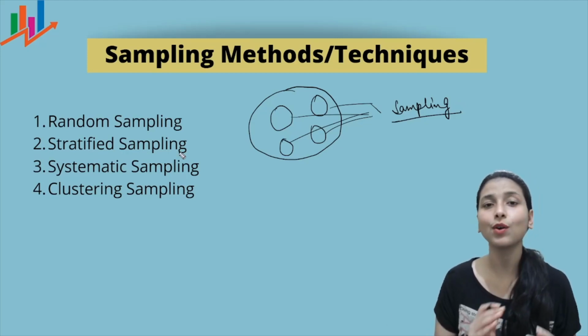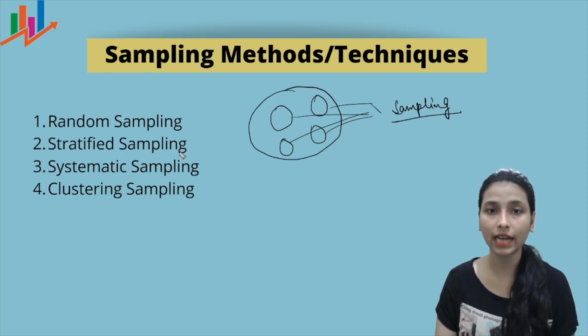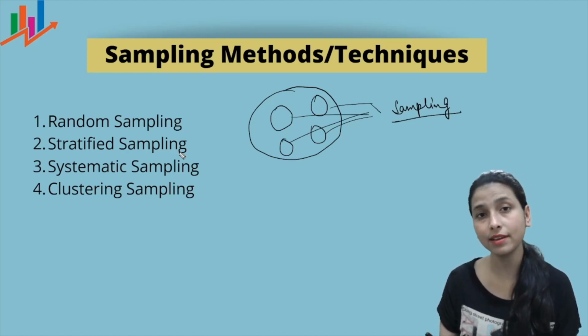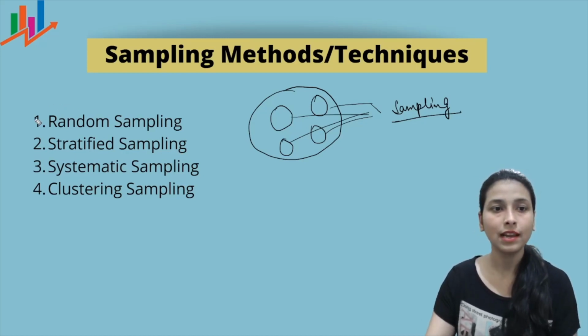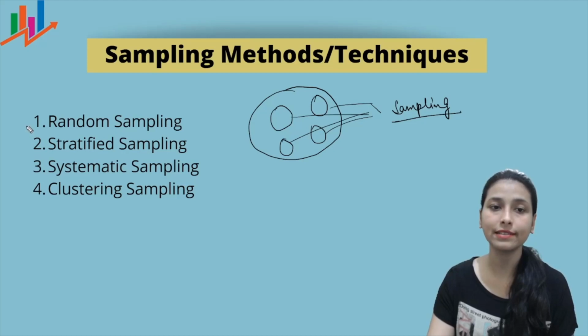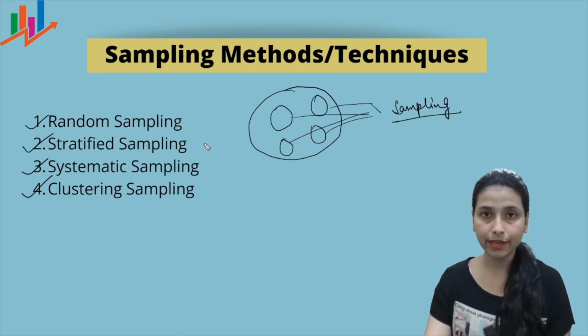Now this process of sampling can basically be done in four ways, or you can say there are four methods or techniques by which sampling can be done. Let's see those. The first one is random sampling. The second one is stratified sampling. The third one is systematic sampling. And the fourth and last one is cluster sampling. We will understand each one of these sampling methods one by one.